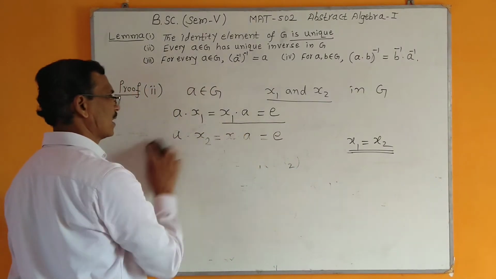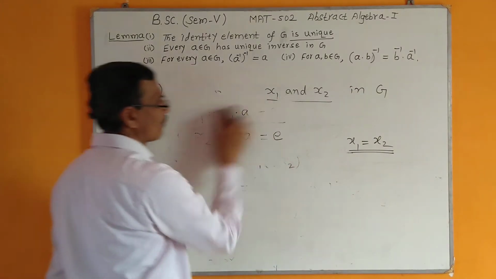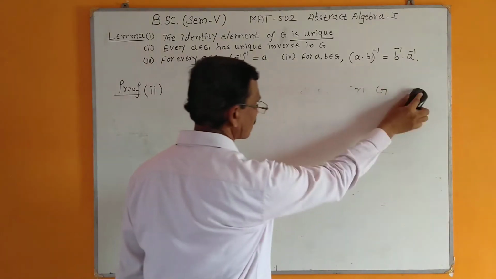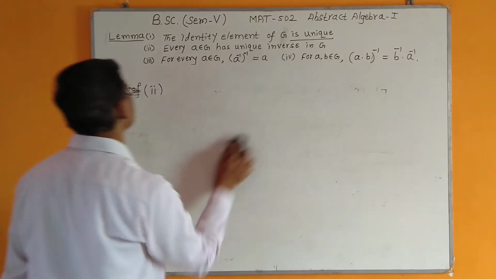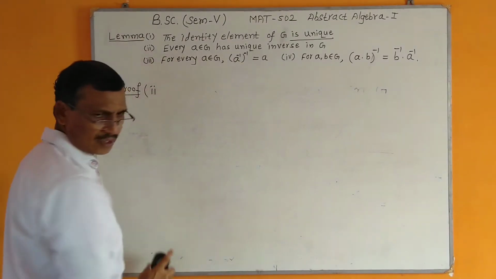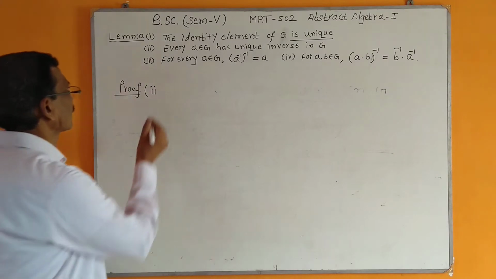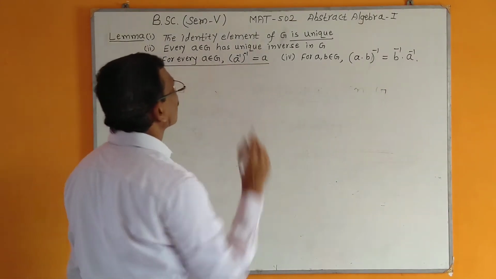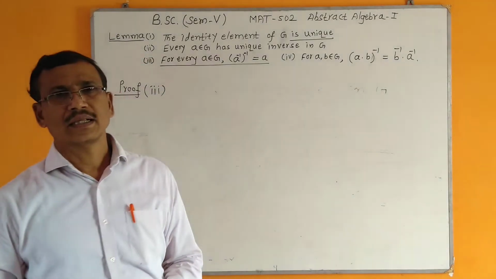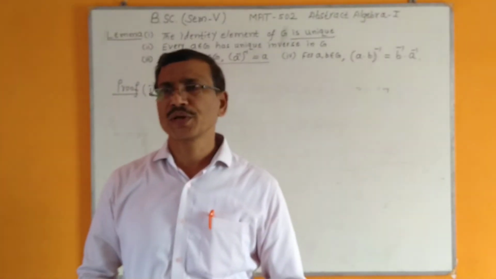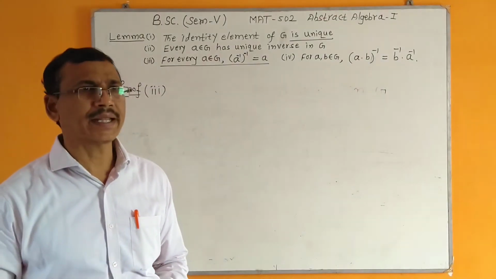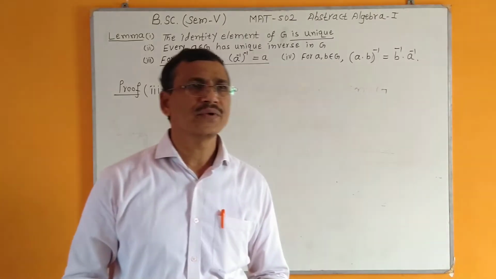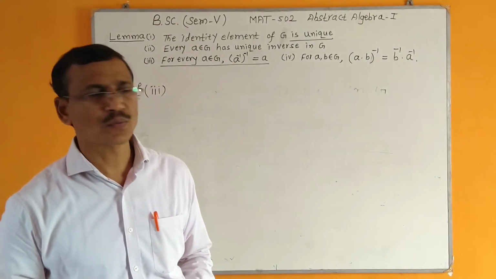That is the second property: every element of the group G has only one inverse. Unique inverse means it has only one inverse. Now we shall try to prove the third property: for every a belongs to G, the inverse of a inverse is equal to a. That means when we take the inverse two times of any element of the group G, we get the same element. This is the property.